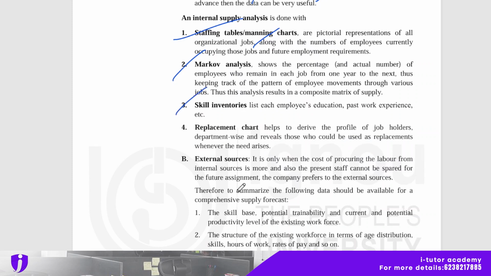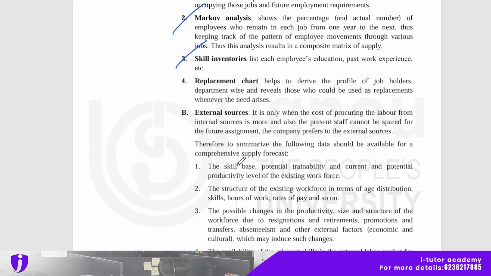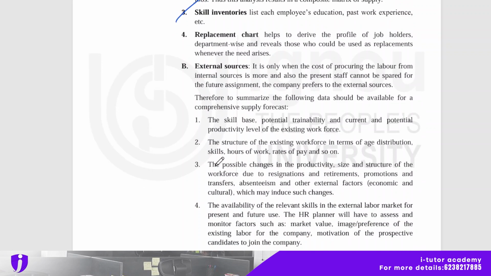And next is skill inventories, which list each employee's education, past work experience, etc. A replacement chart helps to derive the profile of job holders department wise and reveals those who could be used as replacement whenever the need arises. And next is external sources. It is only when the cost of procuring labor from internal sources is more, and also the present staff cannot be spared for the future assignment, that the company prefers the external sources.